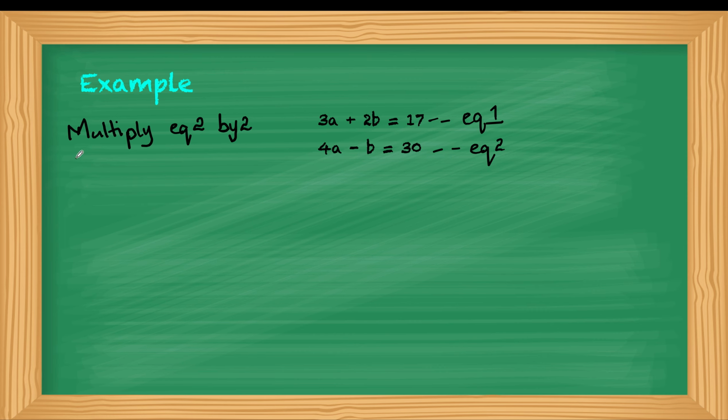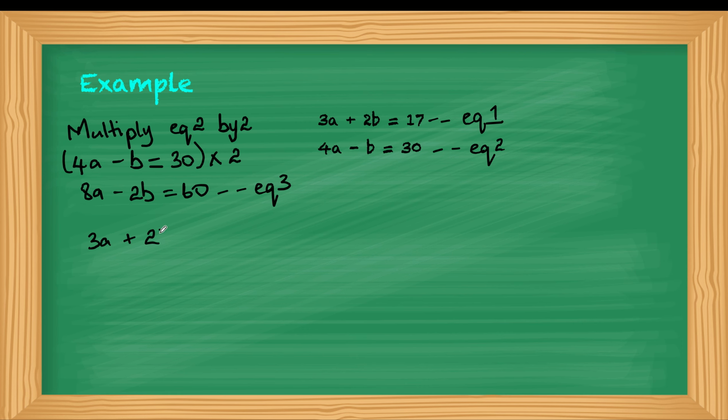So when I write equation 2 here, which is 4a minus b is equal to 30, times 2, that will give me 8a minus 2b is equal to 60. And now this is my equation 3. So now I'm going to write my equation 1 with my equation 3, which is 8a minus 2b is equal to 60.